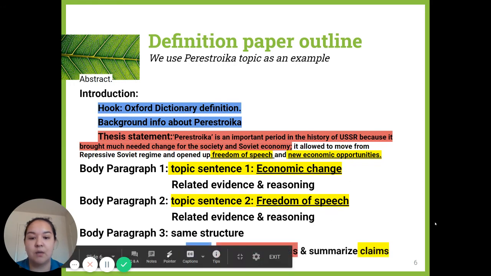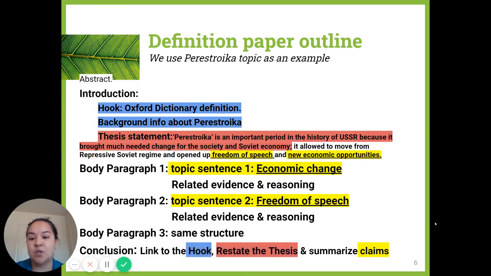Okay, I'm covering up my paragraphs. So you see that paragraph 3 may have the same structure. And finally, in conclusion, we again have sentences that link us back to the definition of perestroika. We restate the thesis in different words, and maybe emphasize the importance of that historical period. And we can summarize some claims or topic sentences in short.